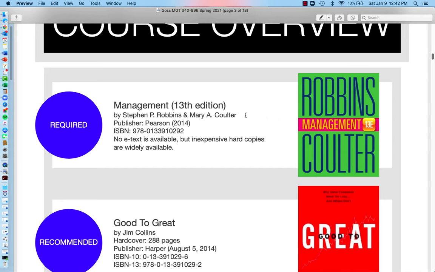I also selected this so that it would be relatively inexpensive. As I understand it, the publisher does not offer it as an e-text anymore, but you can widely get inexpensive hard copies all across the web. So make sure that you check that, Amazon.com and so forth, and the bookstore also has those available.